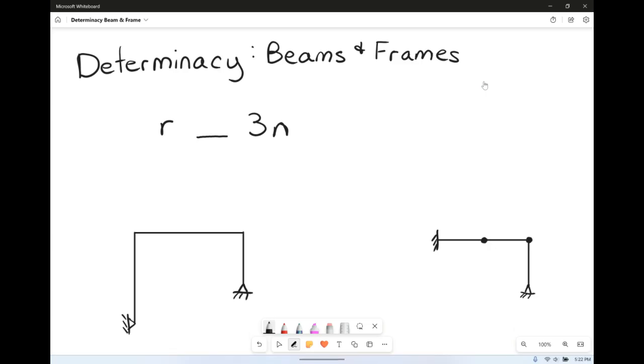This video is going to cover determinacy for beams and frames. Our equation is simply R compared, with some type of inequality, to 3 times n. R being the number of reactions that we have going on in the entire beam and frame, and n is the number of members that we have in our beam or frame, different members.